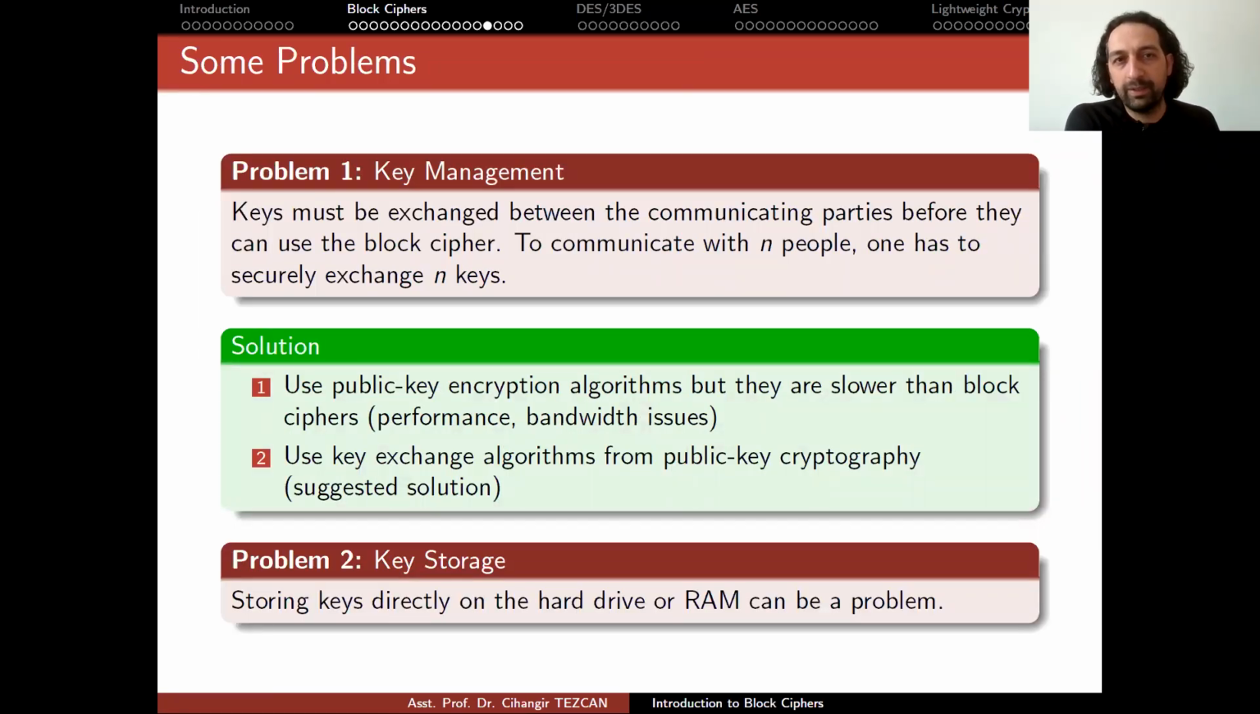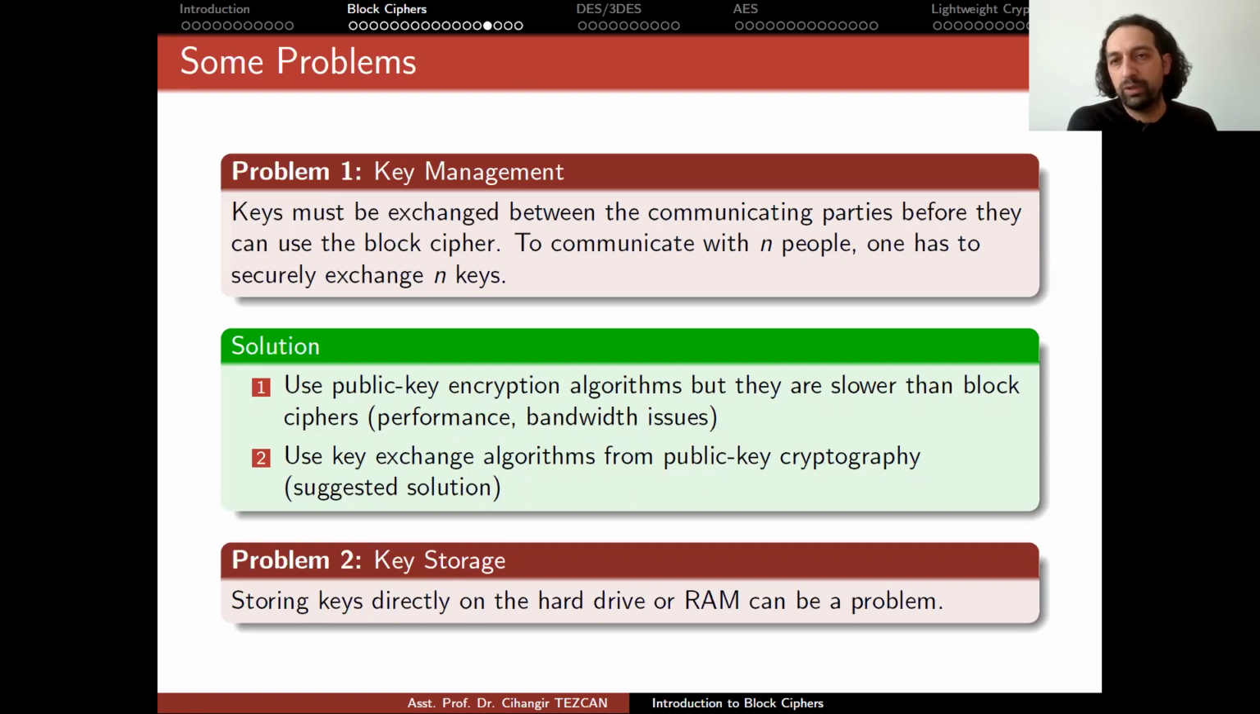So let's finalize this topic by thinking about some of the problems. As you can see, for symmetric key cryptography, the communicating people or devices should have the same secret key. So this introduces the problem of key management, because both parties should have this secret key, which is exchanged through a secure channel. So keys must be exchanged between communicating parties before they can use the block cipher.